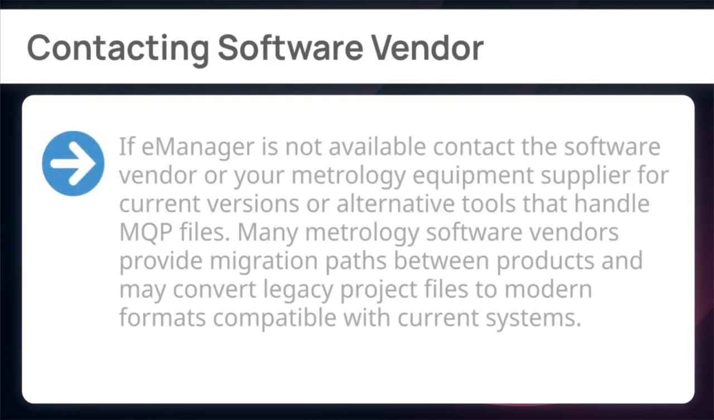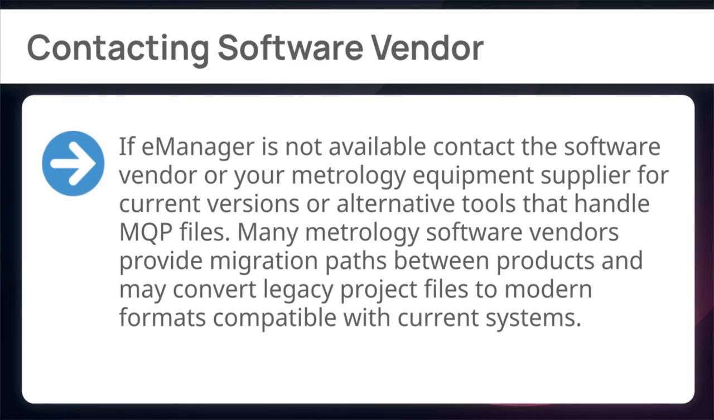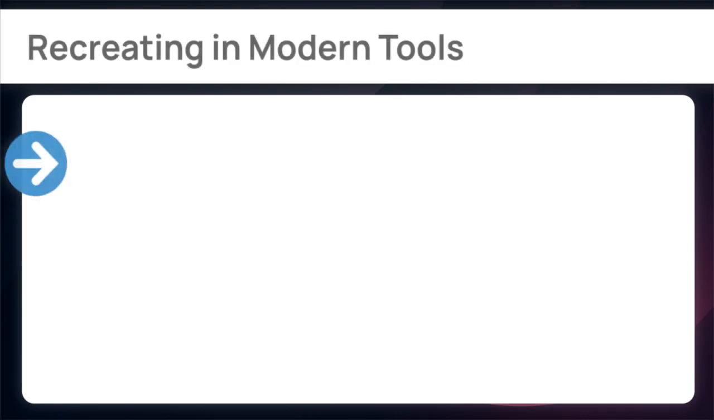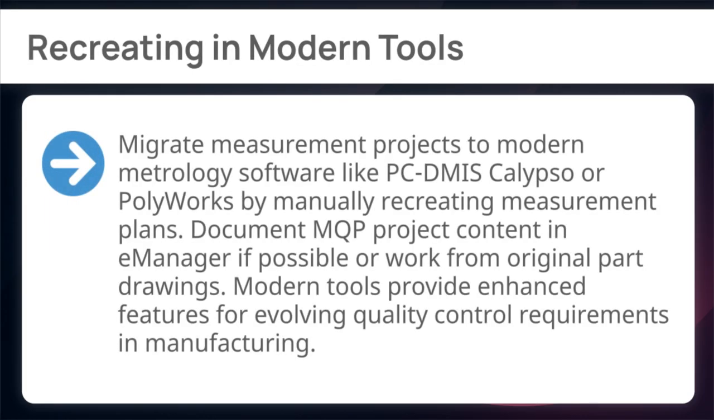Next, contacting software vendor. If eManager is not available, contact the software vendor or your metrology equipment supplier for current versions or alternative tools that handle MQP files. Many metrology software vendors provide migration paths between products and may convert legacy project files to modern formats compatible with current systems. Finally, recreating in modern tools.